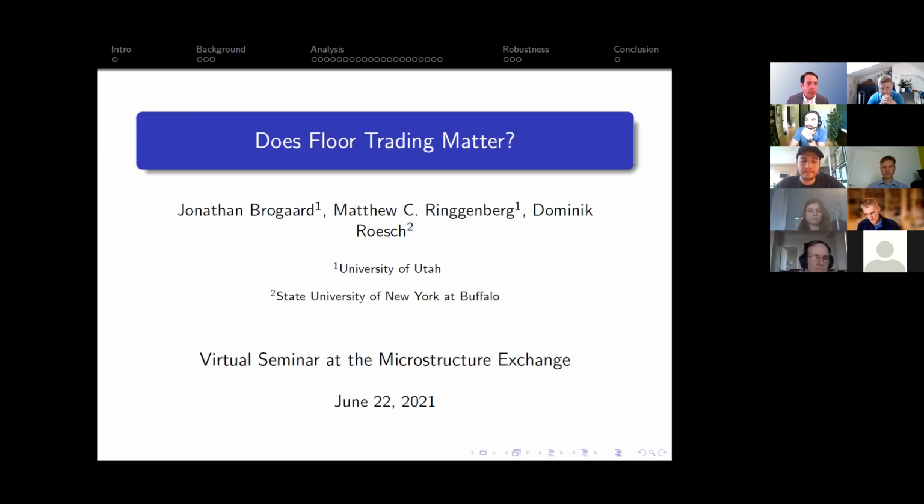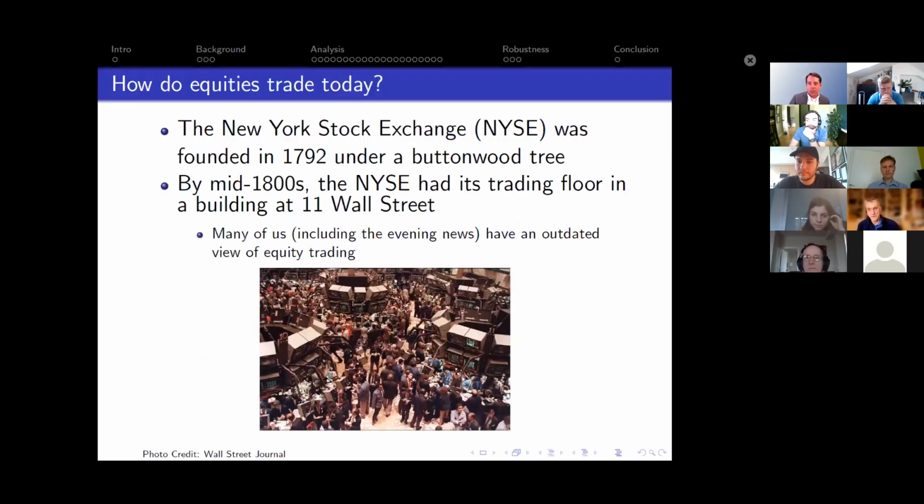But I'm going to start off and talk about floor trading. Since this is a microstructure seminar, I probably don't need to do my normal background, but just for fun, I'll do this. You all probably know the history. The NYSE was founded under this buttonwood tree in 1792. Things evolved quickly, and by the mid 1800s, they had a trading floor at 11 Wall Street.